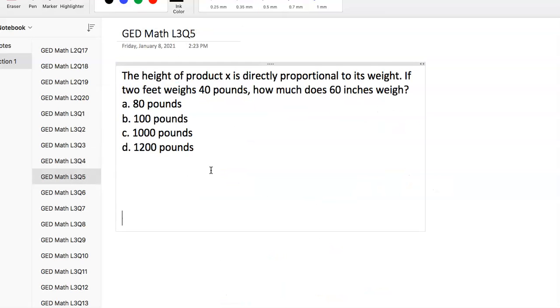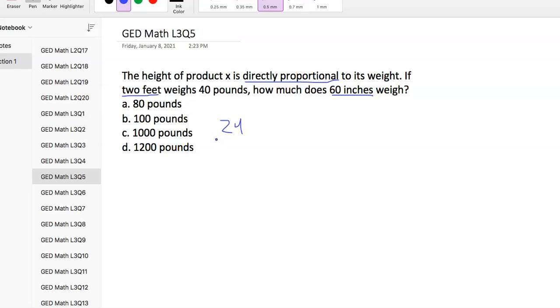Question 5. The height of product X is directly proportional to its weight. If 2 feet weighs 40 pounds, how much does 60 inches weigh? Okay, and so sometimes we're not used to thinking or hearing terms like directly proportional. So we'll talk about what that means in a second. But first of all, it says 2 feet weighs 40 pounds, and then they want to know about 60 inches. Okay, so we need to be comparing like terms, right? Comparing inches to inches. And so the first thing we know is that 2 feet is 24 inches.